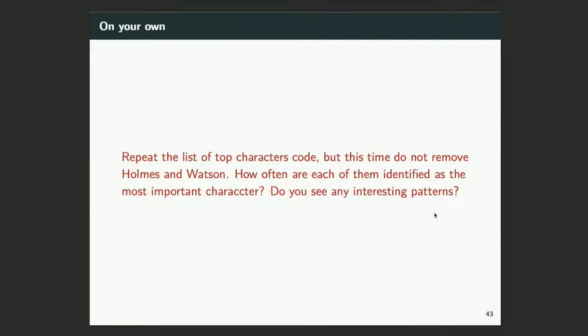And so if you do this, and you have the data set in there, one thing that's interesting to do is to not remove Holmes or Watson, and to see how often they actually show up as the most important character. What's interesting from those 2 examples that I showed you is that sometimes Holmes is, sometimes Watson is, and sometimes someone else is. And you can actually get a sense of what type of Sherlock Holmes story it is, if you've read all 56 of them, just by figuring out who is the most mentioned character.